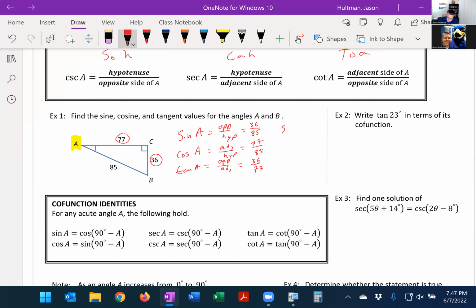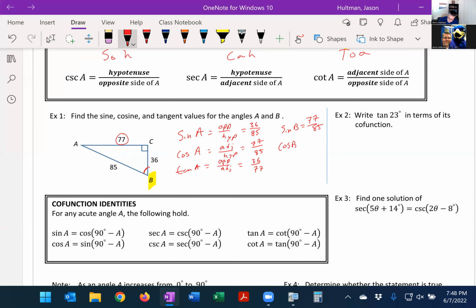Now the sine of B is going to be 77 over 85, because for B, the 77 is the opposite side. Okay, if I change my reference angle to refer to angle B, then what's opposite angle B is 77. And then what is opposite over hypotenuse? Opposite is 77, hypotenuse is 85. So this is 77 over 85.